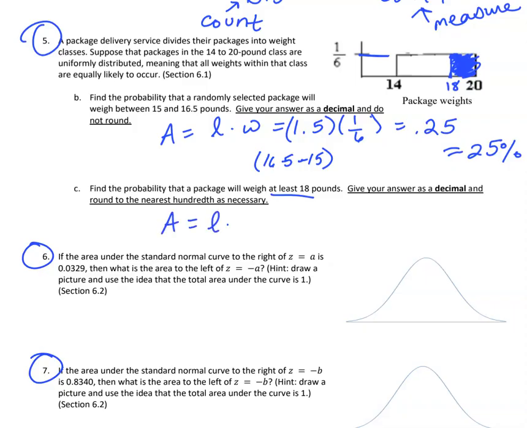We're going to do length times width again. So the length would just be 2 this time, times 1/6. So that would be 2/6 or 1/3, or about 0.33 or about 33%. So there's about a 33% chance that a package will weigh at least 18 pounds for this distribution. So when you see a question like this, you're looking at areas.